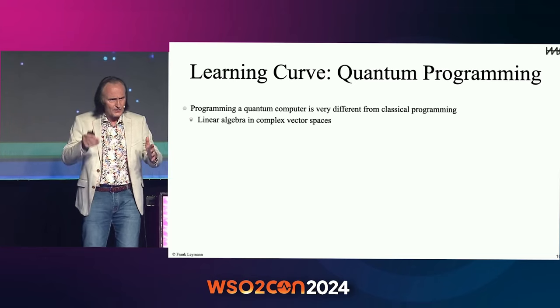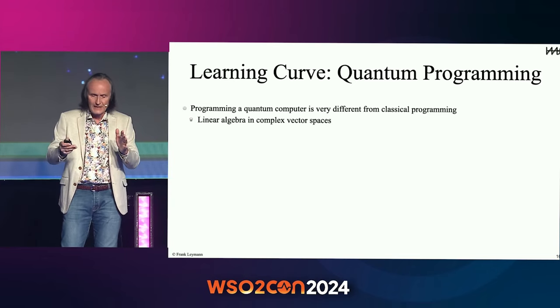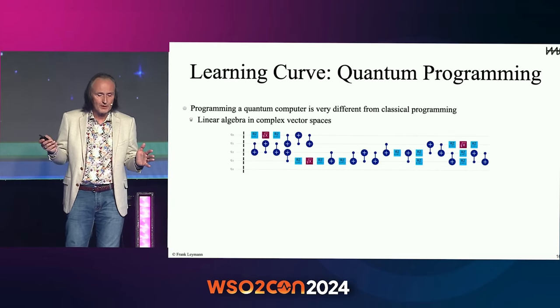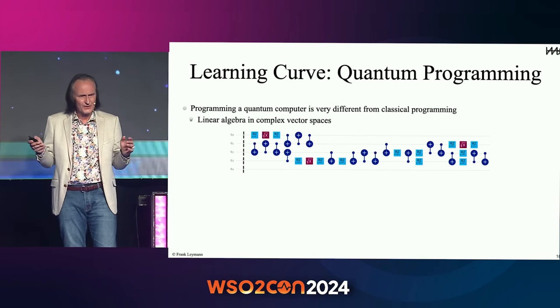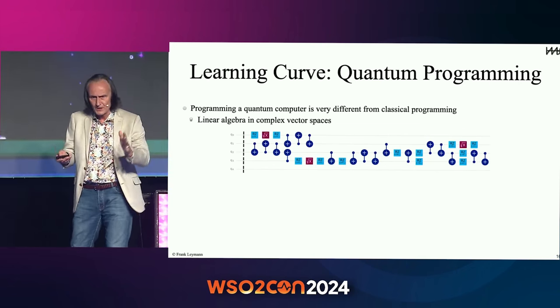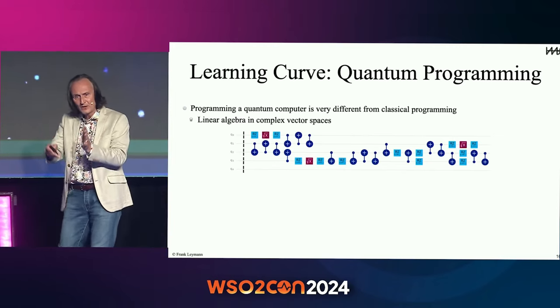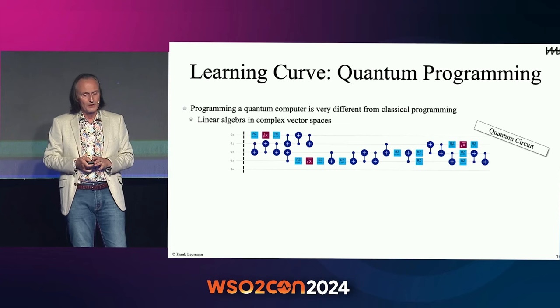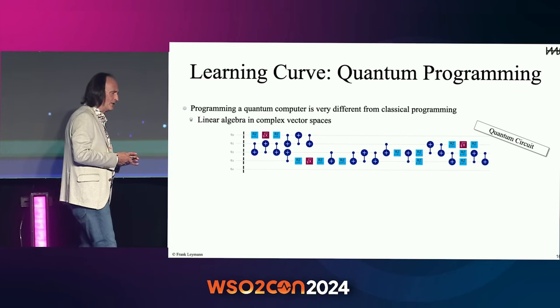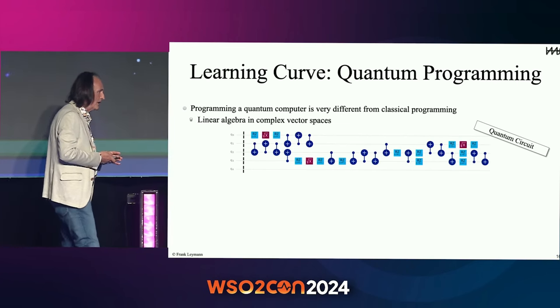It's a series of these kind of unitary matrices, and here's a picture of a simple quantum algorithm, right? There is no if then else, there is no loop, nothing. It's a series of matrices that you arrange on these qubits, which is, by the way, called a quantum circuit. And this is described in a language called QASM, quantum assembler.